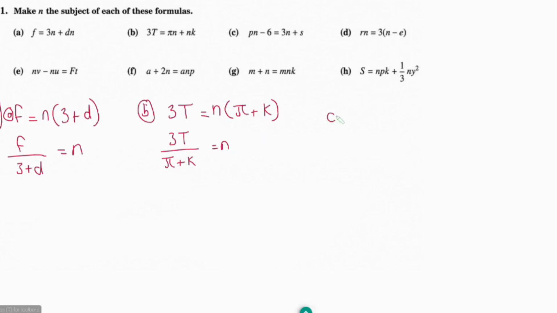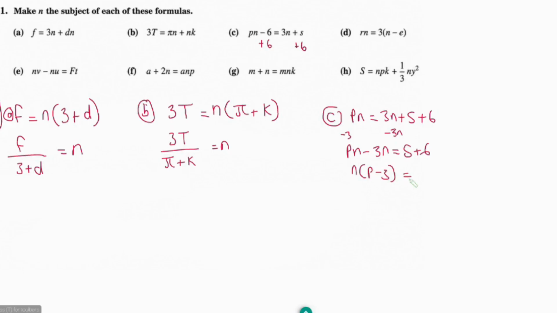C. We don't have every n term on one side. I'm going to add 6 to both sides first, which gives us pn is equal to 3n plus s plus 6. And then I'm going to subtract 3n from both sides. And then I'm going to factorise. And lastly, I'm going to divide both sides by p minus 3.